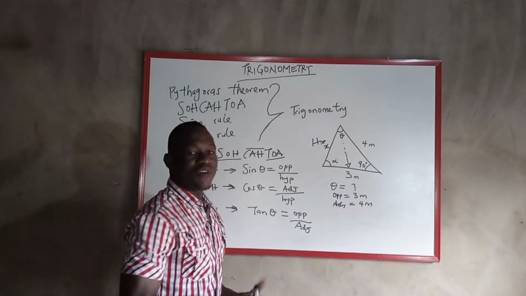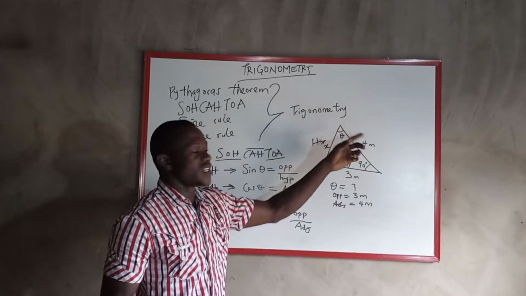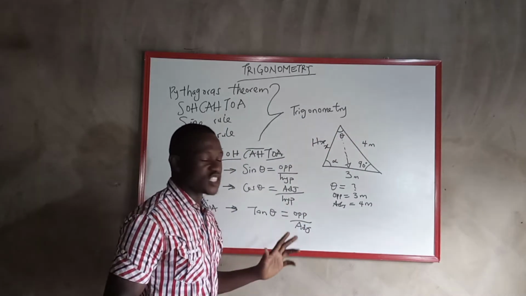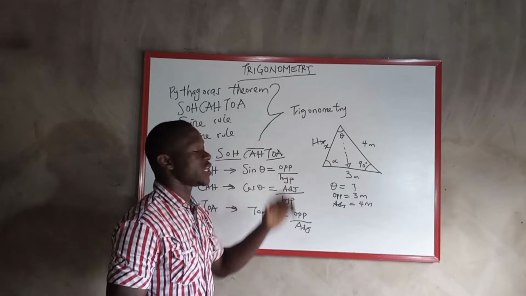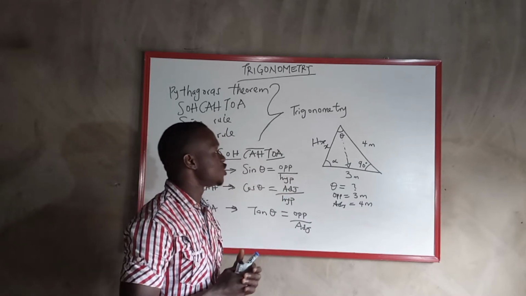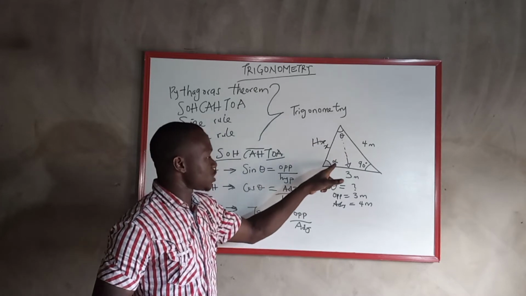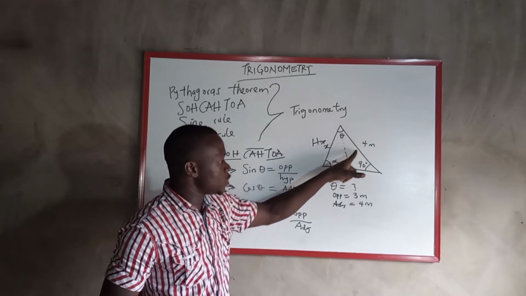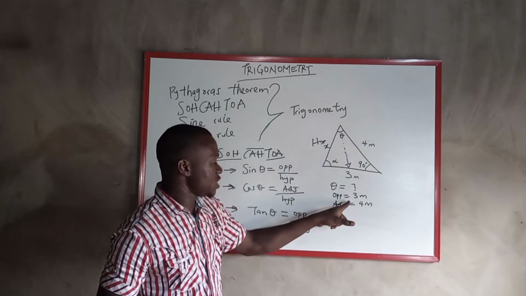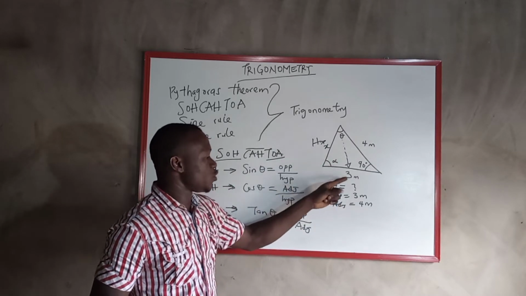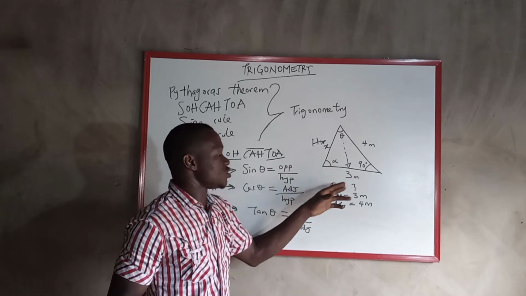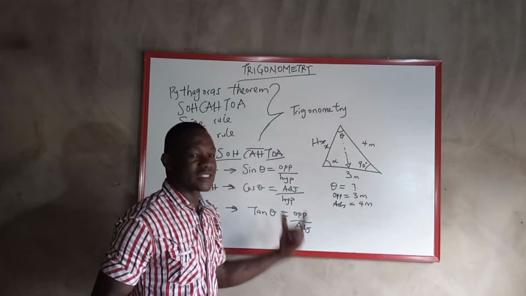Now, whenever the angle changes, the opposite and adjacent sides change. What does not change is the hypotenuse, because hypotenuse is always opposite the 90 degrees. So if we are to consider angle alpha, then our opposite will be what? 4 meters. So you see it's going to change. Our adjacent will now be 3 meters. But since we are considering angle theta, our opposite is that, adjacent is that.